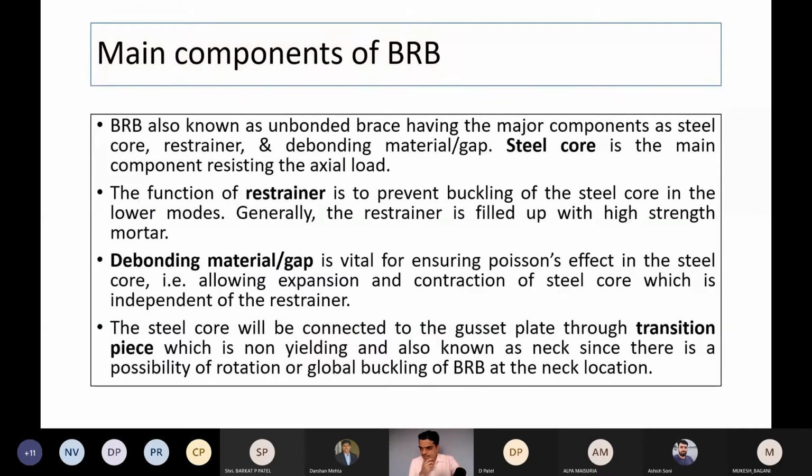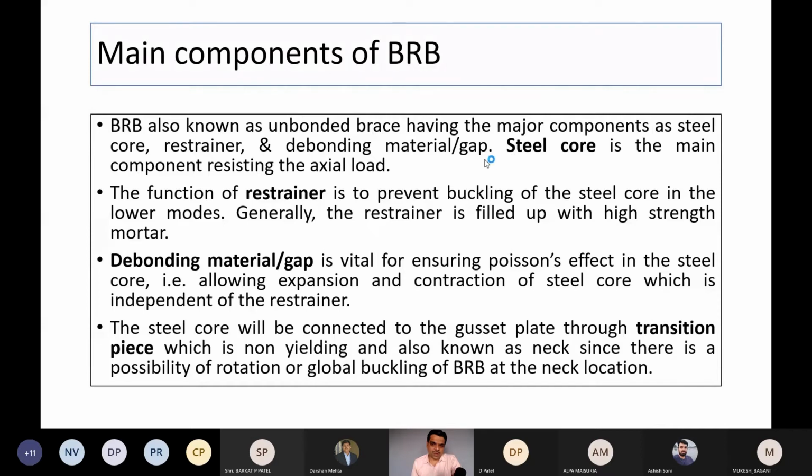Okay, so let's now get a little bit more into the BRB. What are the main components of BRB? Now, there are different types of BRB. We will touch upon only one or two at maximum. If you're interested, you can contact me, and I'll share many details related to this. But the most popular BRB is the unbonded brace. Why it is called unbonded brace, we will see in a subsequent slide.